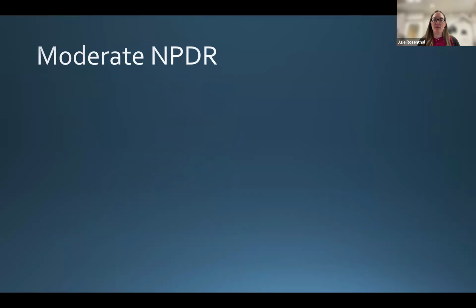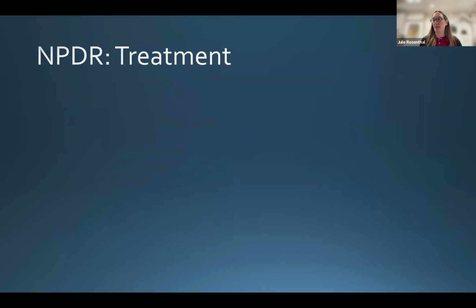And then moderate non-proliferative diabetic retinopathy is pretty much just everything in between. So it's a pretty wide category. You know, these are the people who have a little bit higher risk of going on to having vision-threatening diabetic retinopathy, but we're not quite as concerned about them as those with severe non-proliferative diabetic retinopathy.